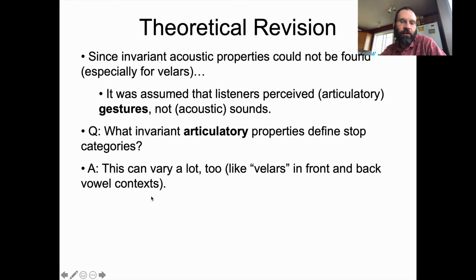And this is tricky as well for velars too, because velars can move back and forth in different vowel contexts. So there's not one thing there that makes it make sense. The motor theory itself talks about speech being a code rather than a cipher. In a cipher, you take an alphabet and you say, well, A equals 1, B equals 2, C equals 3, and so on and so forth, and you can just make a clear translation between the two.